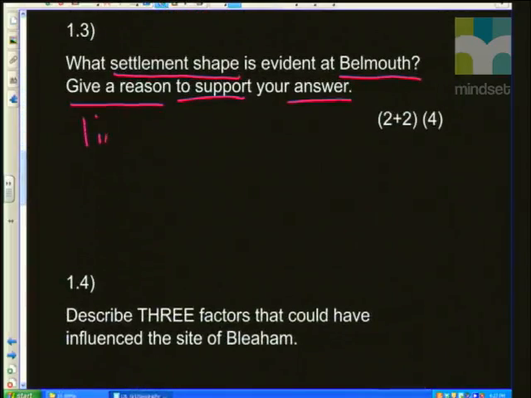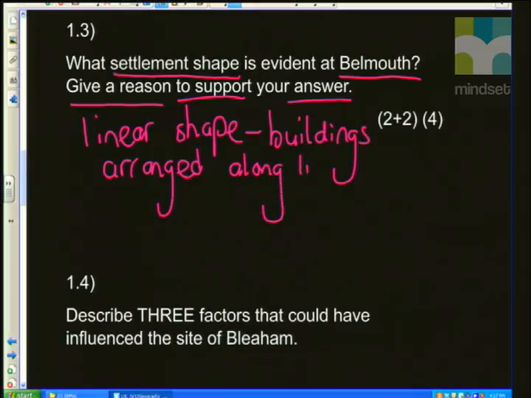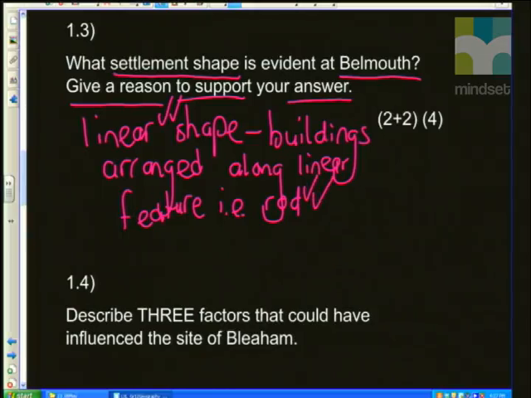Right, it's a linear shape, and the reason is the buildings are arranged along a linear feature, and that could be a river, but in this case it's a road. And that will get you your 2 marks, linear shape there, and the second 2 marks for explaining it properly.